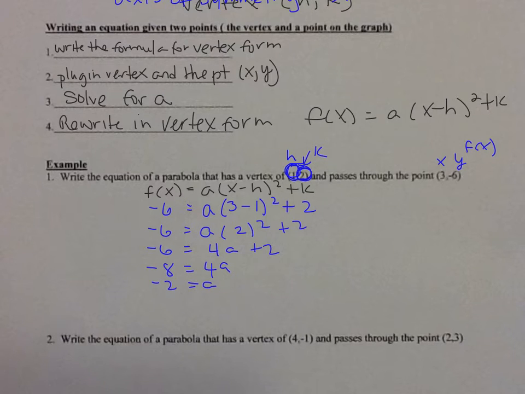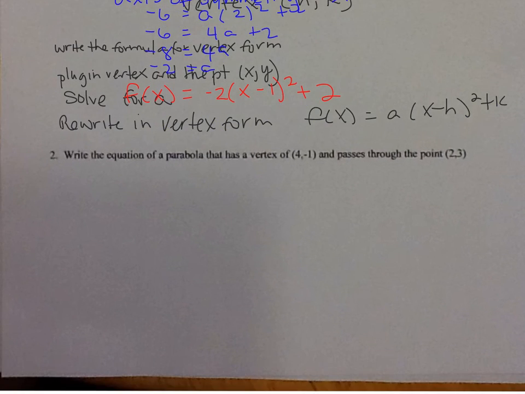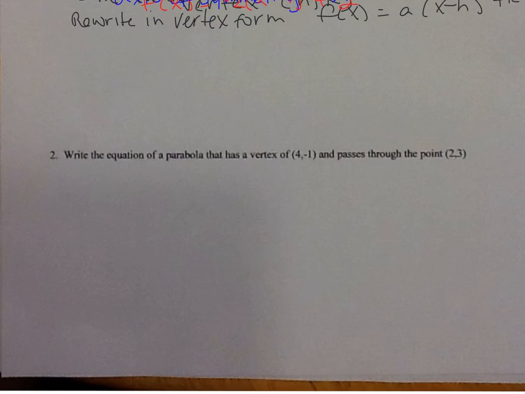And now you just write down your equation. f of x is equal to a, which is negative 2, times x minus h. My h is positive 1, so I'll get negative 1, squared, plus k, which is plus 2. All right, let's try another one. All right, so I have write the equation of a parabola whose vertex is (4, -1) and passes through the point (2, 3). So we start by writing down the formula.